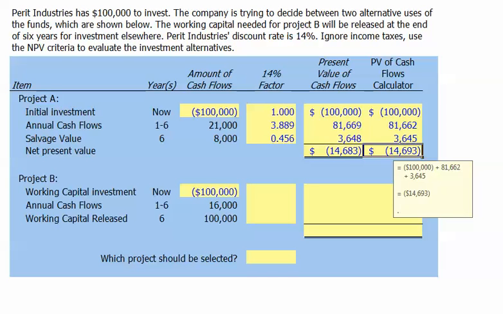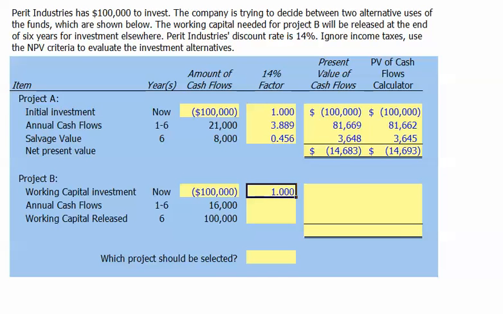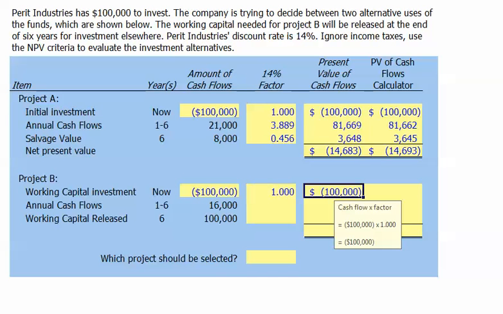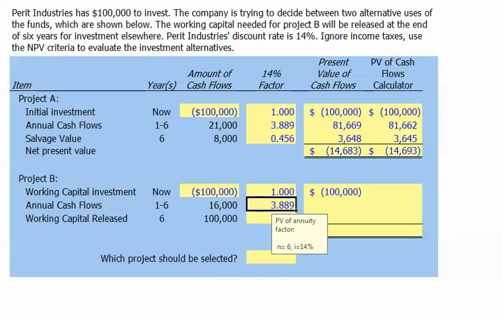$14,693. For Project B, the working capital investment of $100,000 at time 0 doesn't get discounted at all, so it has a present value of negative $100,000. The annual cash flows of $16,000 a year are an annuity cash flow and will be discounted at a present value annuity factor of 3.889. That's our present value annuity factor at 14% interest and 6 years.